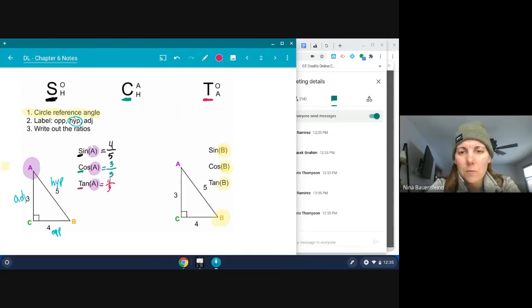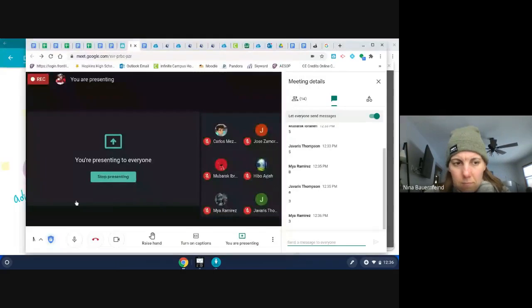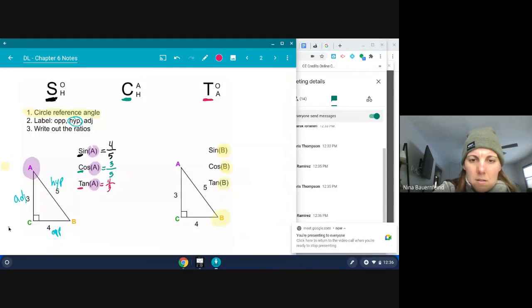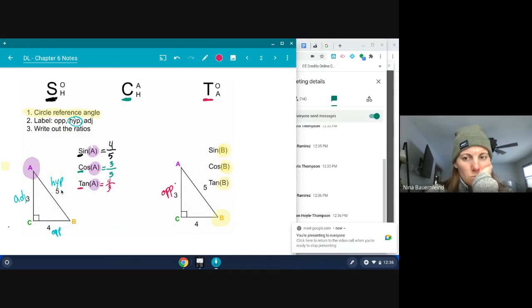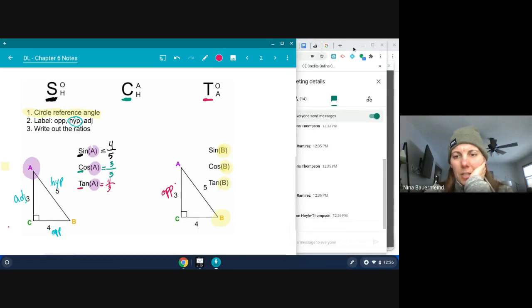So next thing we do is label. So if B is our reference angle, which one is the op? Can you guys type that in the chat? Which one is the op if B is the reference angle? In the chat. Good, 3. And then the hyp. Type it in the chat.